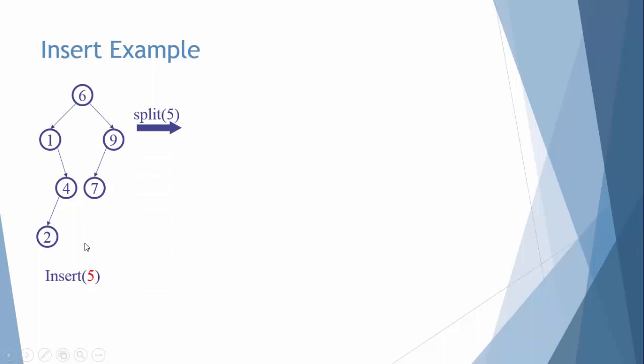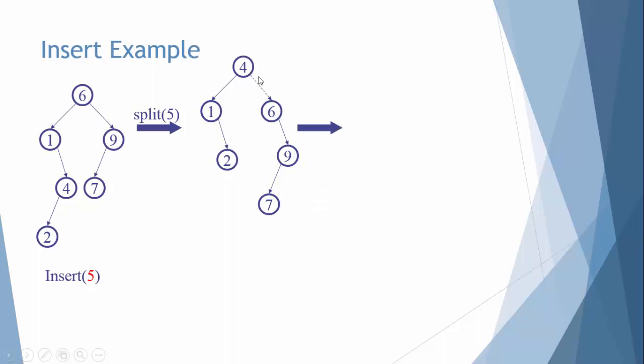So we need to do a split for 5 by splaying its parent, which is 4. So the first step is to splay 4. The pattern is zigzag, so 4 becomes the parent of 1 and 6. And the tree is divided into two parts.